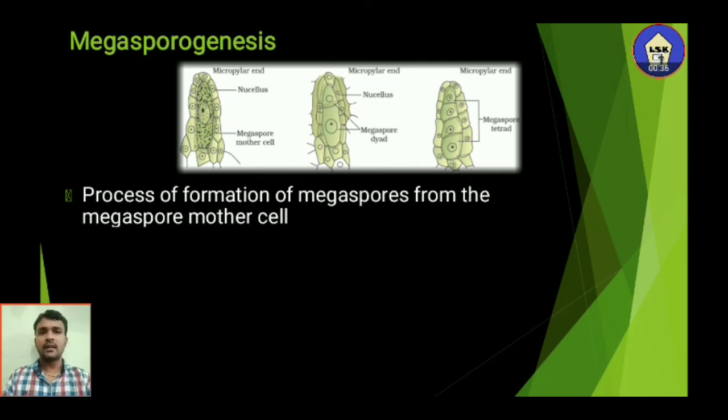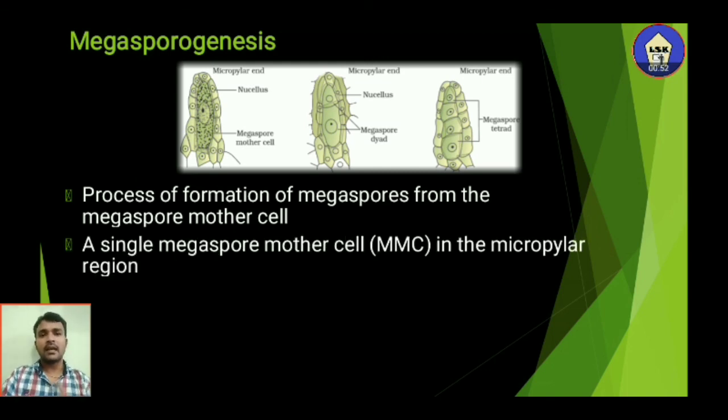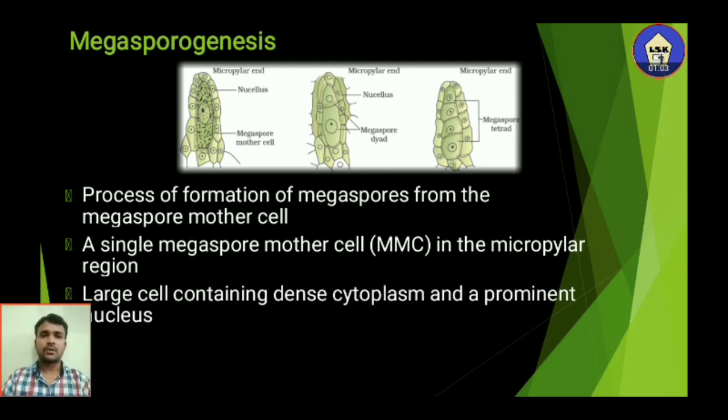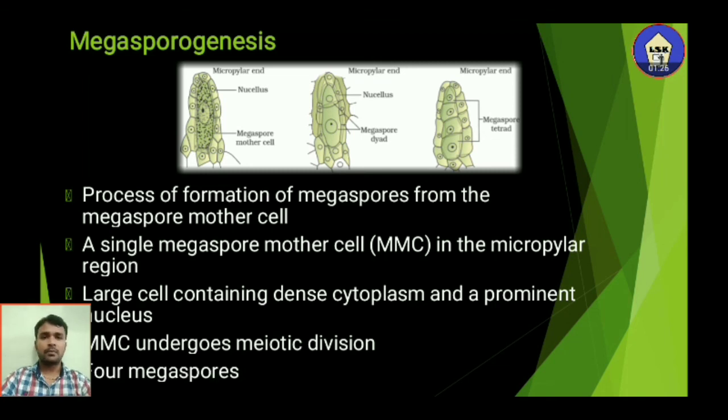mother cell. So now let us see the important points related to megasporogenesis. The process of formation of megaspores from megaspore mother cell by meiotic cell division is called as megasporogenesis. A single megaspore mother cell, MMC, in the micropylar region produces four megaspores. A large cell containing a dense cytoplasm and a prominent nucleus in the nucellus near the micropylar end acts as a megaspore mother cell. So the megaspore mother cell undergoes meiotic division, that is a sporic meiosis, and finally leads to the production of four megaspores. So the four megaspores are observed in the diagram. Just observe the diagram here.